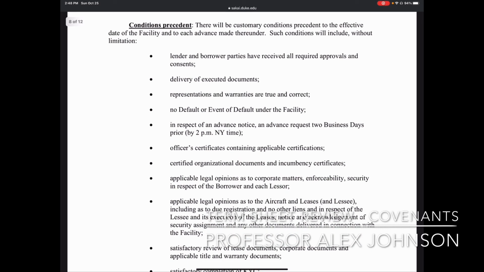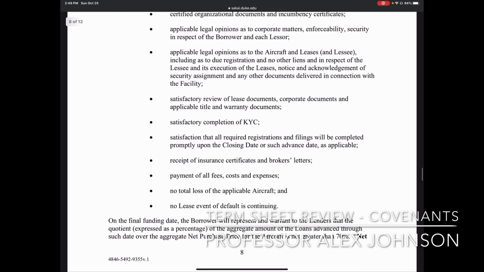Finally, we have our list of conditions precedent here. This relates to the section you would be looking at when you're drafting the conditions precedent. Like covenants, there are conditions precedent that pop up in connection with certain other provisions in the term sheet, but this is a more extensive list of conditions precedent that the parties are expecting to see.